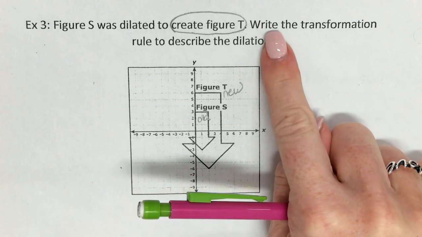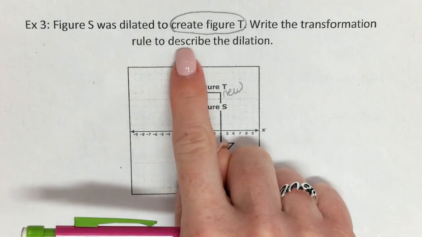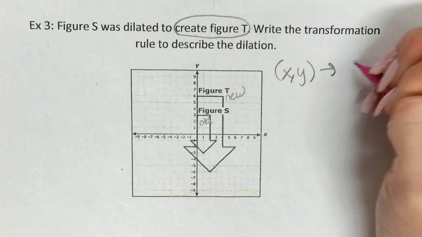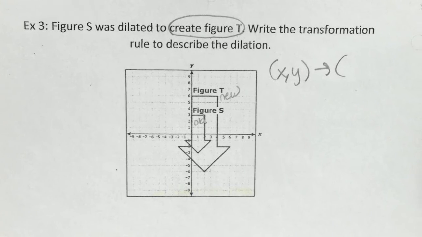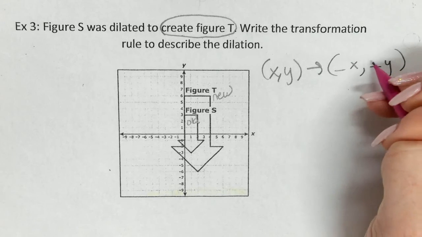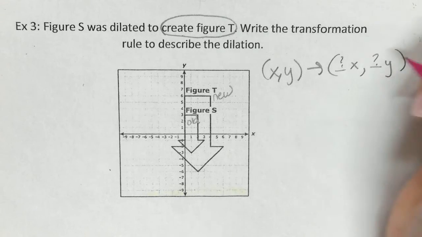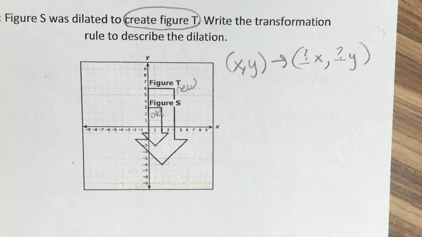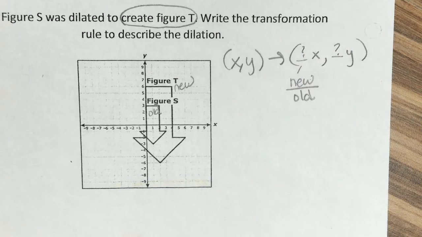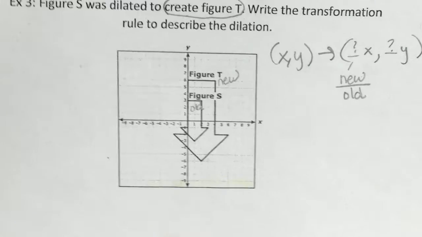They want you to write the transformation rule to describe the dilation. Well, the rule says take your x and y and multiply it by a scale factor. So I'm looking for the number to multiply times x times y. This is the number I'm looking for. To find that number, you're simply going to divide new divided by what? Old. There are so many ways that you can pick a number. I'm going to show y'all lots of different ways. So I'm going to zoom in.